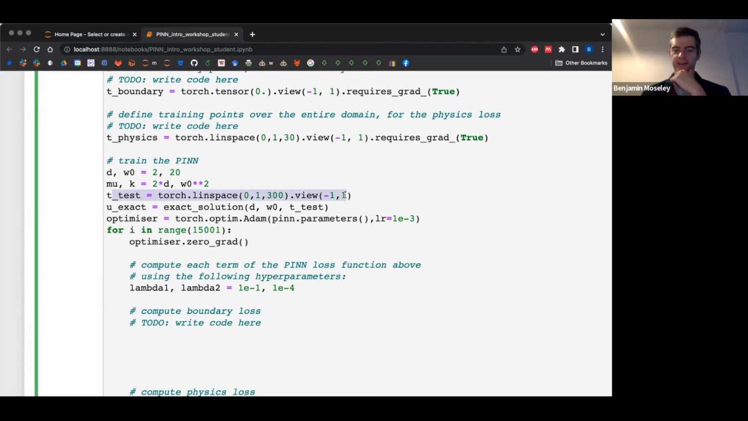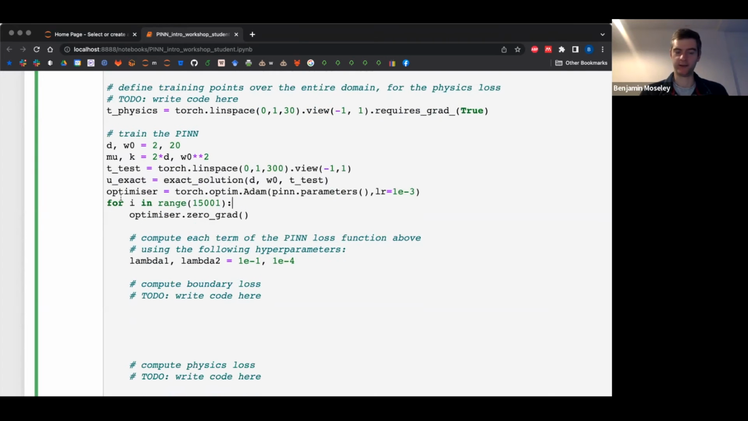Then we're also going to create a test array so that we can plot the results of the PINN as it's training and also compute the exact solution so that we can compare it to that. And then the rest of this part is very simple torch code. So we're defining our optimizer just as you would do for a normal neural network in PyTorch. Pass it the parameters of the PINN, define our learning rate. Make sure the gradients of our computational graph are 0 to start off with.